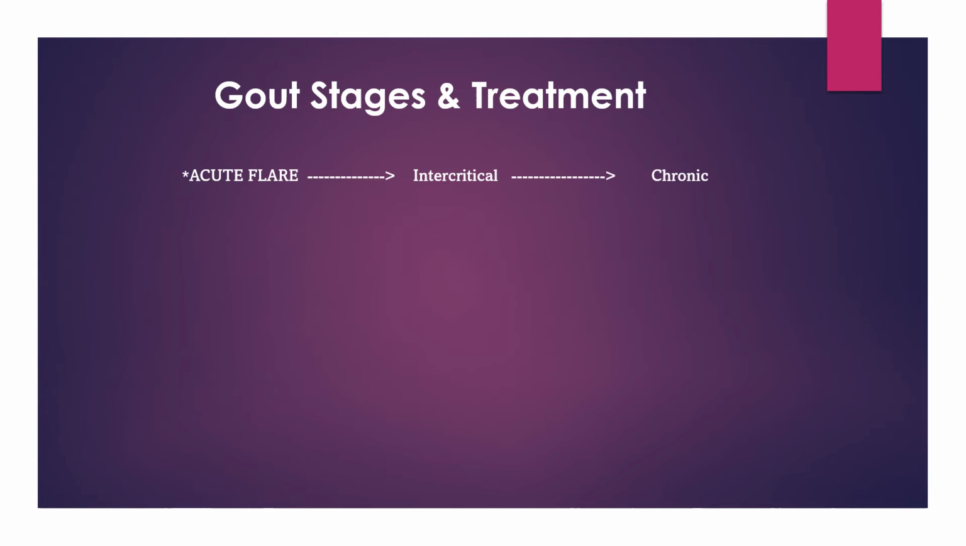Okay, stages and treatment. Acute, intercritical, chronic. Acute flares are, of course, when the pain gets really bad. Intercritical means between flares. Oftentimes, you can still have some low-grade inflammation, and if it's not controlled long enough, it becomes chronic. So people get chronic gouty arthritis, which is not good.